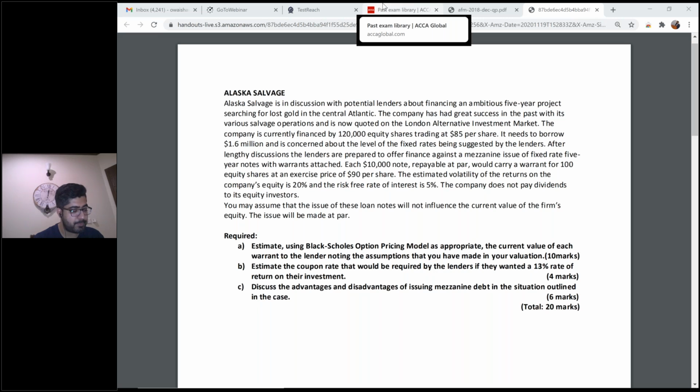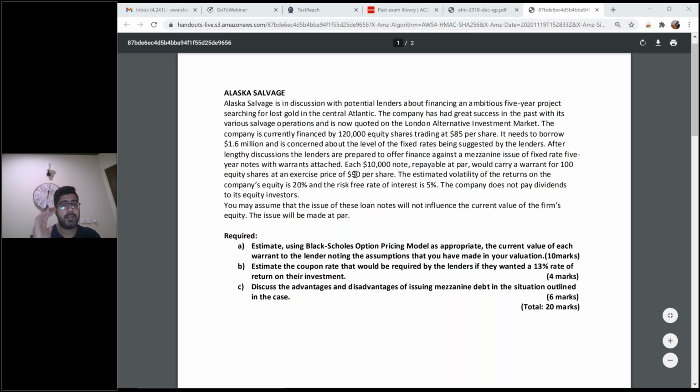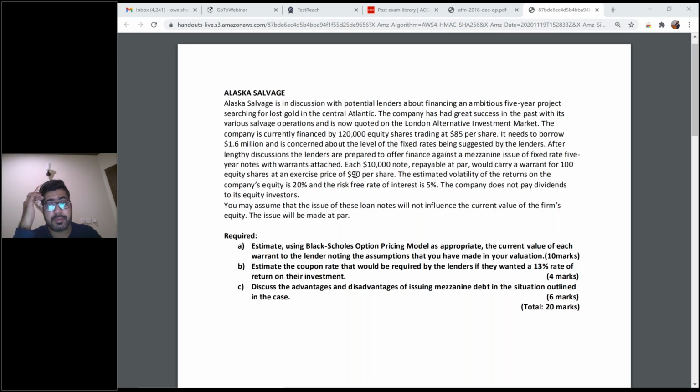So as you can see, the meaning of PA, I told you, is the current share price. You can clearly see that the current share price is 85. PE is the exercise price. Exercise price is 90. Volatility deviation is 20%. Risk-free rate of interest is 5%. And what is the time period in years mentioned? It's 5 years. Okay, so we just have to write it here.